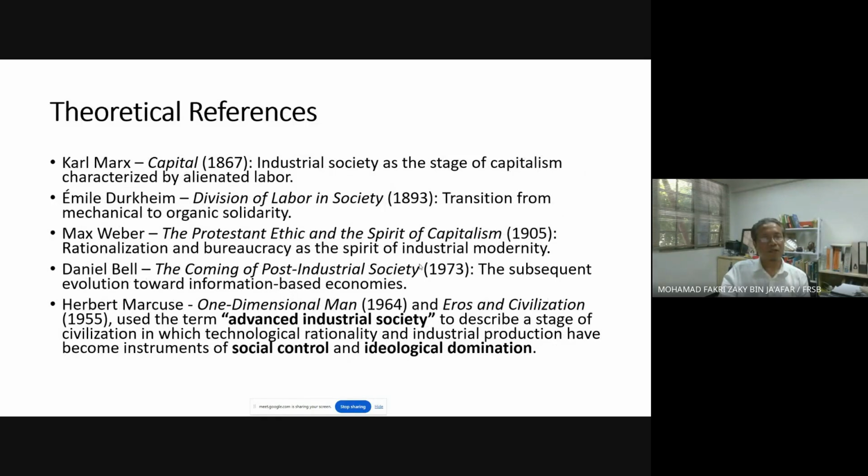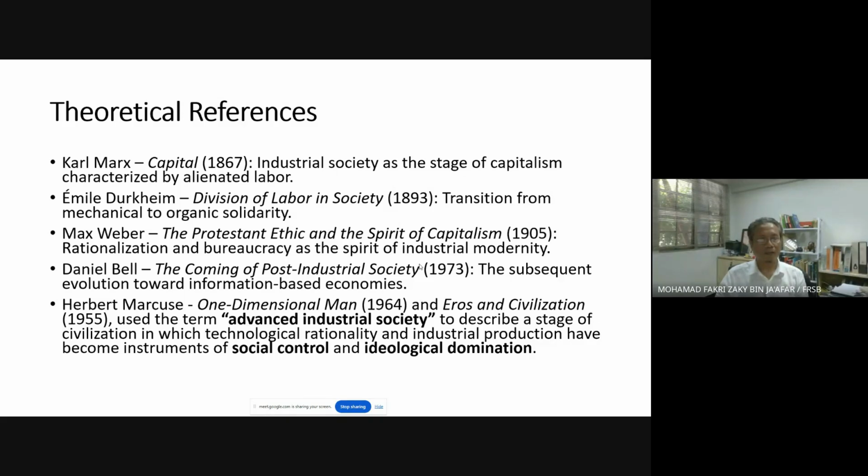So there are many theoretical references you can refer to. Karl Marx talked about capital, and he proposed socialism. Durkheim talked about division of labor in society. Max Weber traced this shift in culture right from the Protestant ethic. You can go later and read these treatises on the industrial society. Herbert Marcuse's One-Dimensional Man is something that we will discuss a bit later today.